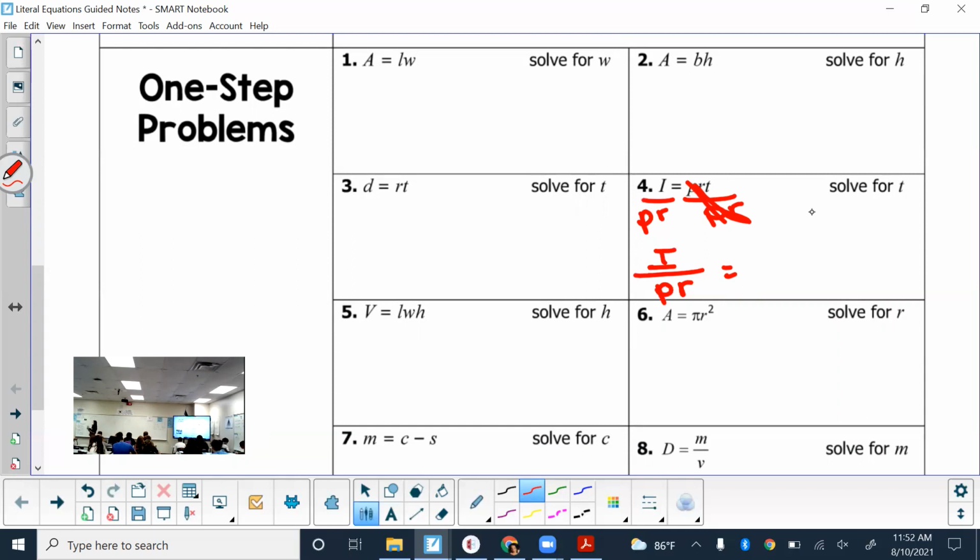What do I have left on the right side? T. So are we finished? Did we get the t by itself? Yeah. So then we can just circle it and call it a day. Does that make sense? The literal equation should just be rearranging to where instead of it being I equals, now it's t equals. All right, but you're still doing inverse operation. Questions?